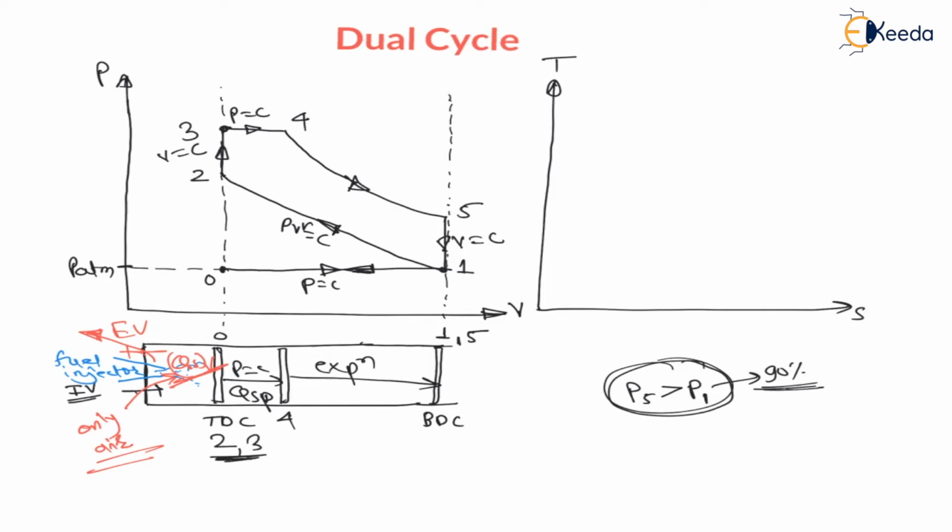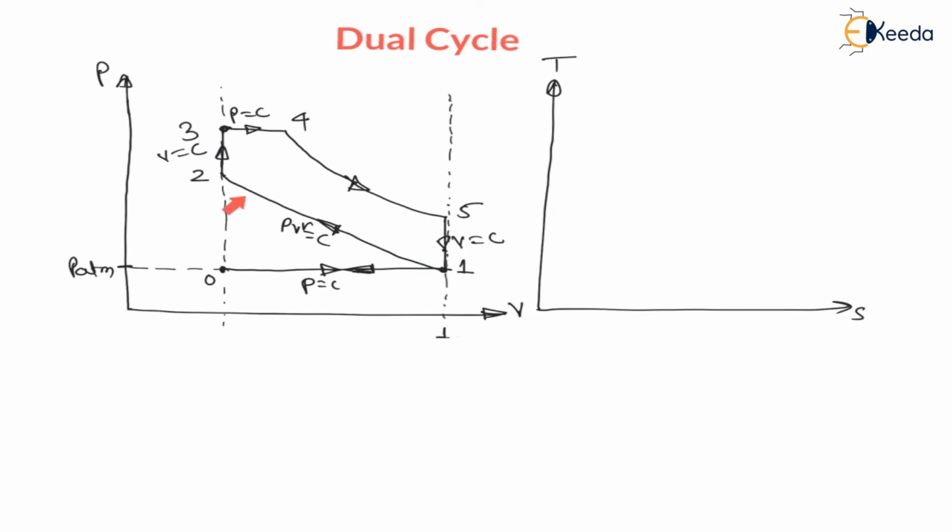Now here, my dear students, if you observe the cycle carefully, 0 to 1 is the suction stroke, 1 to 0 is the exhaust stroke, and these suction and exhaust strokes are not part of the cycle, because the cycle is from 1, 2, 3, 4, 5 only. This is the cycle, right? So my dear students, I will consider this cycle only, that is 1, 2, 3, 4, 5 only.